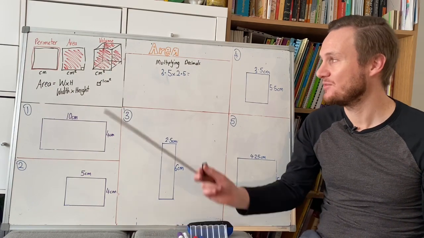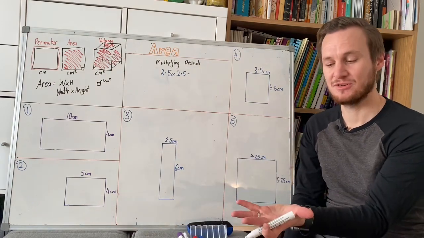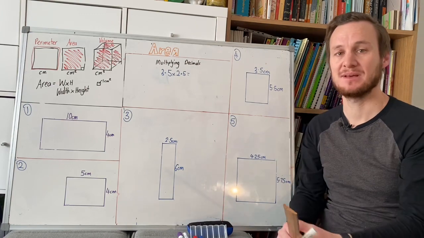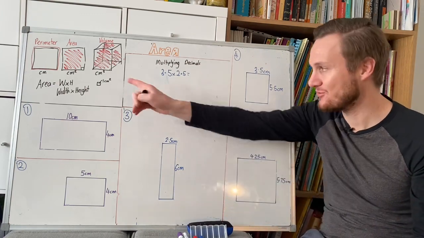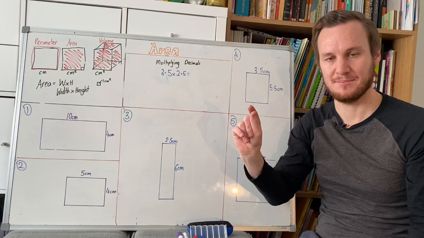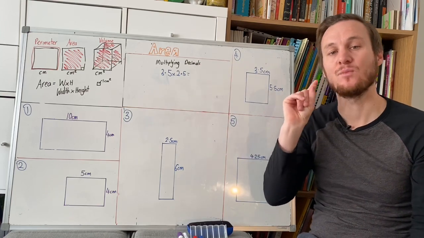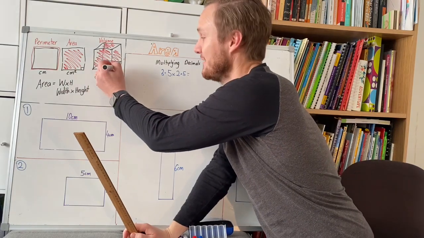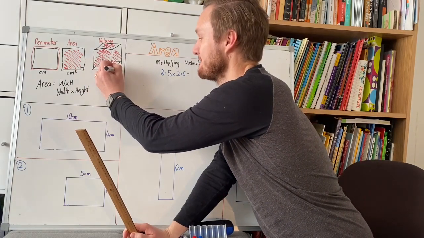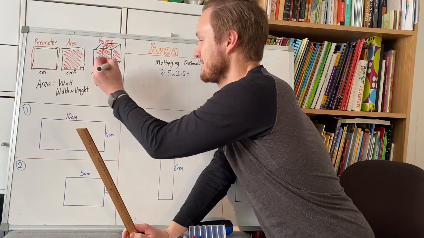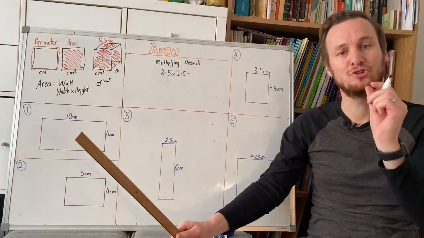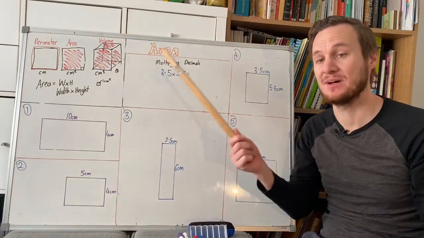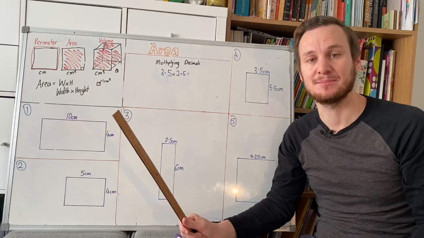Then if we have volume, we have how much could fit into the whole shape, in a three-dimensional shape. What we mean there is how many 1 centimeter cubes could we fit. That's why it has a cube with a 3 after it, because it's basically how many 1 centimeter by 1 centimeter by 1 centimeter cubes could you fit into that shape.